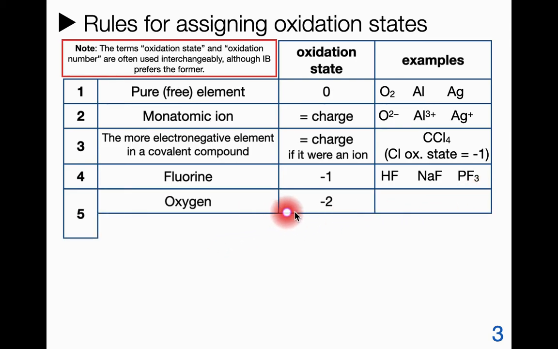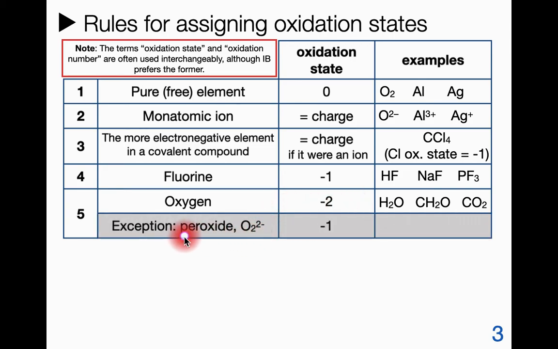Rule 5, oxygen will have the oxidation state of -2. So in any one of these compounds, -2 would be oxygen's oxidation state. Now, that's almost always true. There are a few exceptions. You're rarely going to see them. It's when oxygen is in the peroxide state, O2 with the 2- charge. In that case, it'll have the oxidation state of -1. So sodium peroxide, hydrogen peroxide.